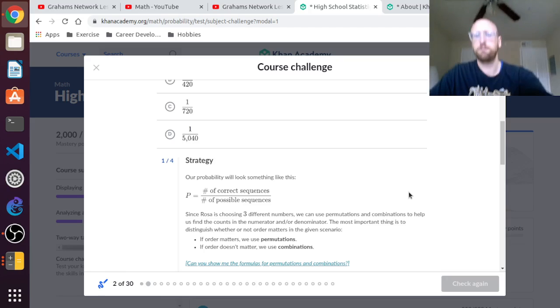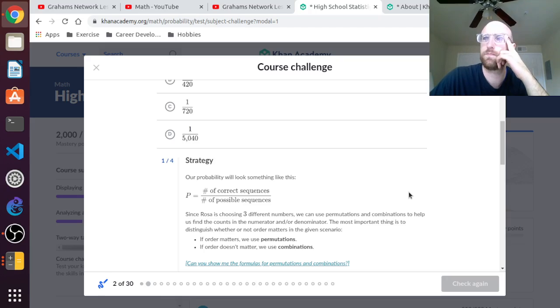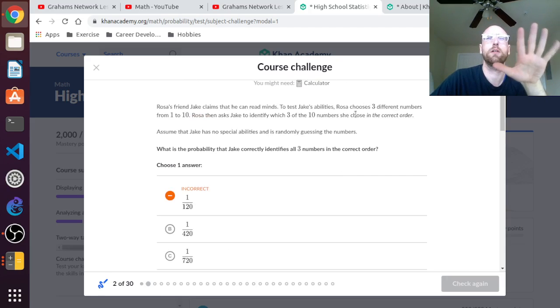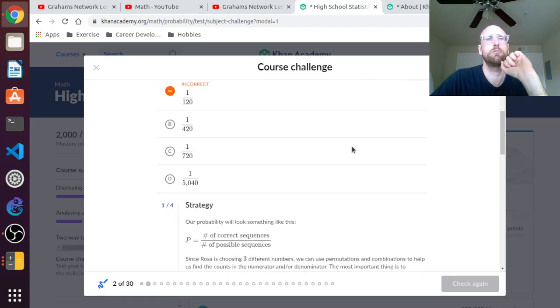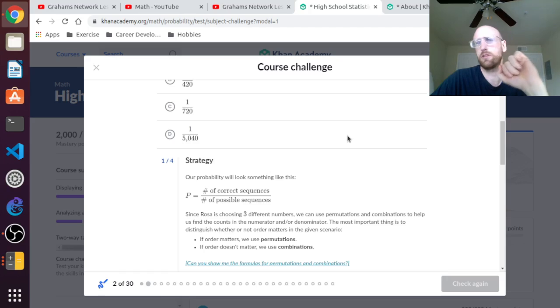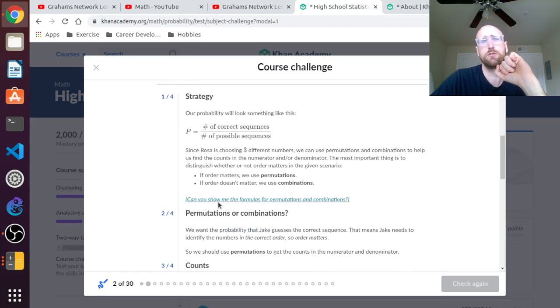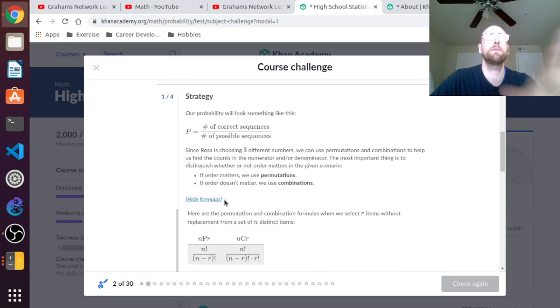The most important thing is to distinguish whether or not order matters in the given scenario. If order matters, we use permutations. If order doesn't matter, we use combinations. So remember from up here, it says that order does matter, so we're going to use permutations instead of combinations. And here are the two formulas I remember. So we've got a formula for permutations, and we've got a formula for combinations.